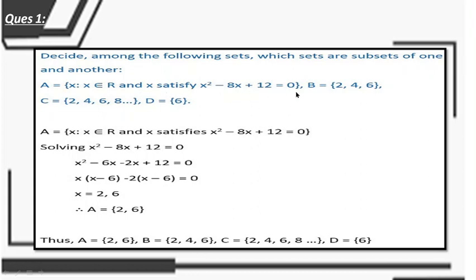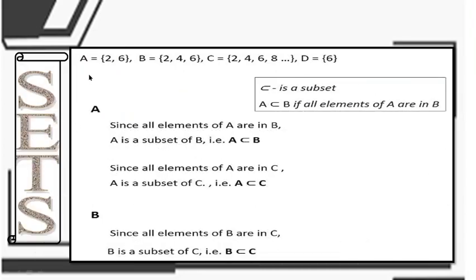First of all, let's write set A in the roster form. Here x belongs to R and x satisfies this equation. Let's solve the equation by using the concept of middle term split, and 2 and 6 is the answer. So set A is {2, 6}; B, C and D are already given in the roster form. If set A is a subset of B, it means all the elements of A are already present in B. Let's talk about all four sets one by one.